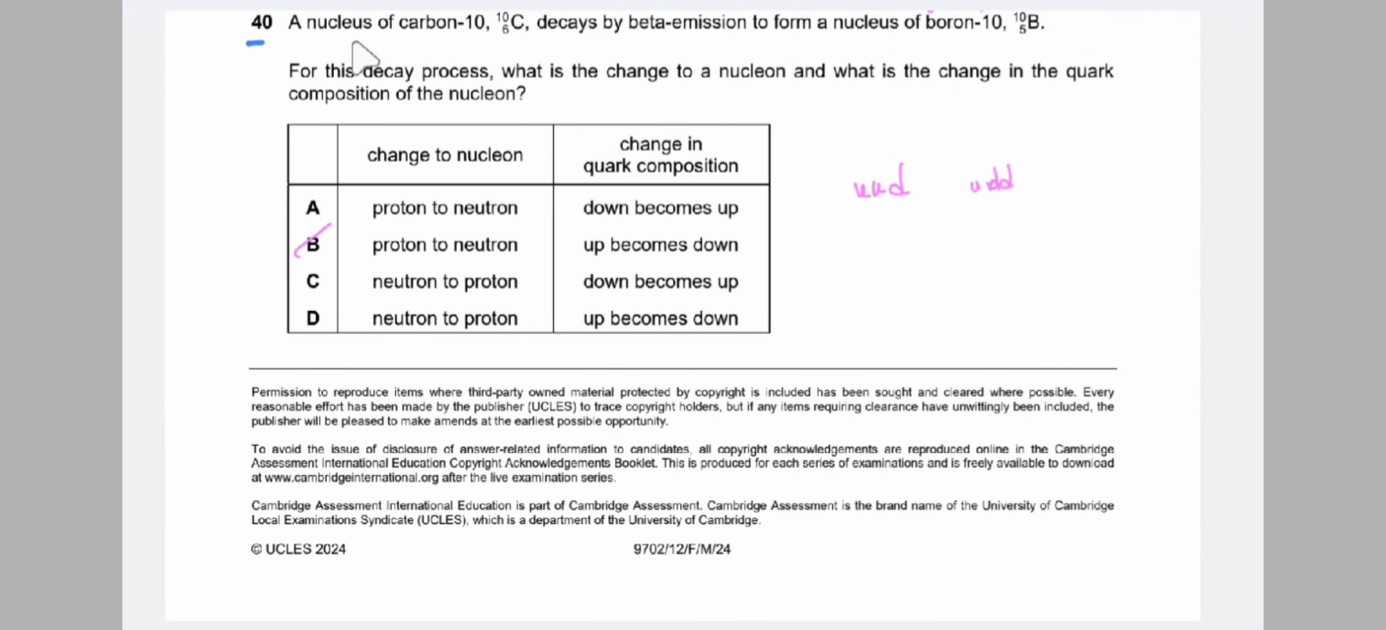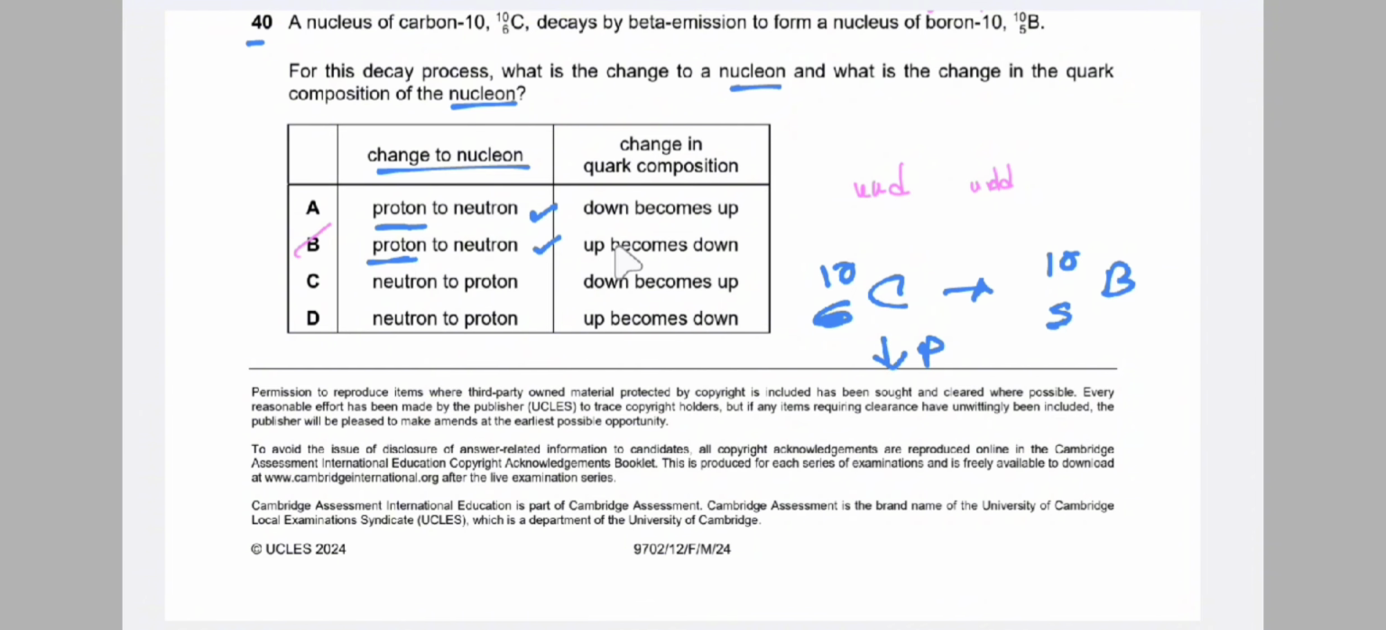In question number 40, a nucleus of carbon-10 decays by beta emission to form a nucleus of boron-10. For this decay process, what is the change to the nucleon and what is the change in the quark composition of the nucleon? Carbon-10 with 6 protons becomes boron-10 with 5 protons. Boron has one less proton, so the proton number is decreased by 1, that means a proton is changing to a neutron.